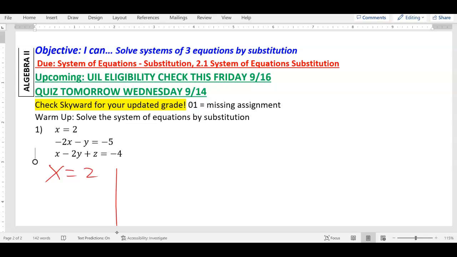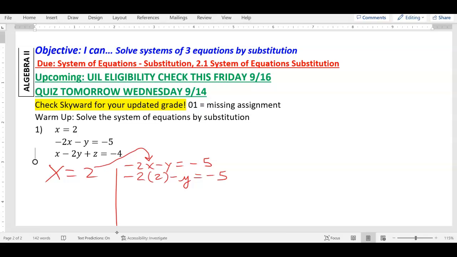Yeah, the middle one. Negative 2x minus y equals negative 5. So again, the one with one variable, you solve it, or it's already solved. Then you plug that into the one with two variables, okay? So x equals 2 is going to go right where I see x. So negative 2 parentheses 2 minus y equals negative 5. Okay?